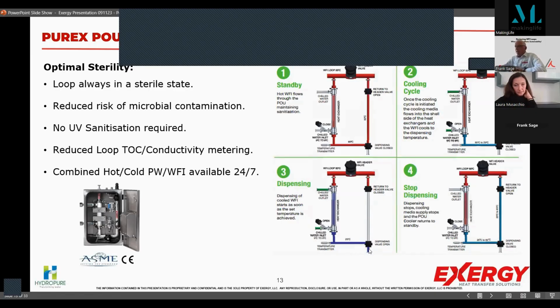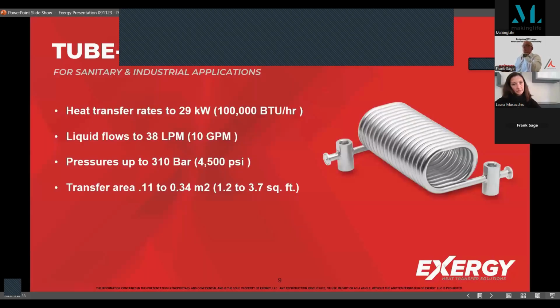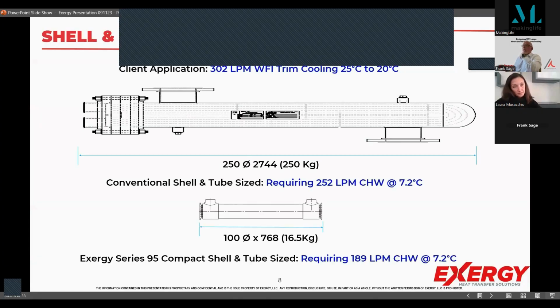This is a very basic PNID, as you can see. We have far more sophisticated designs, but that's the core principle of how we do what we do. And it really is based on our heat exchanger technology, which is, again, the most compact on the marketplace at the moment.